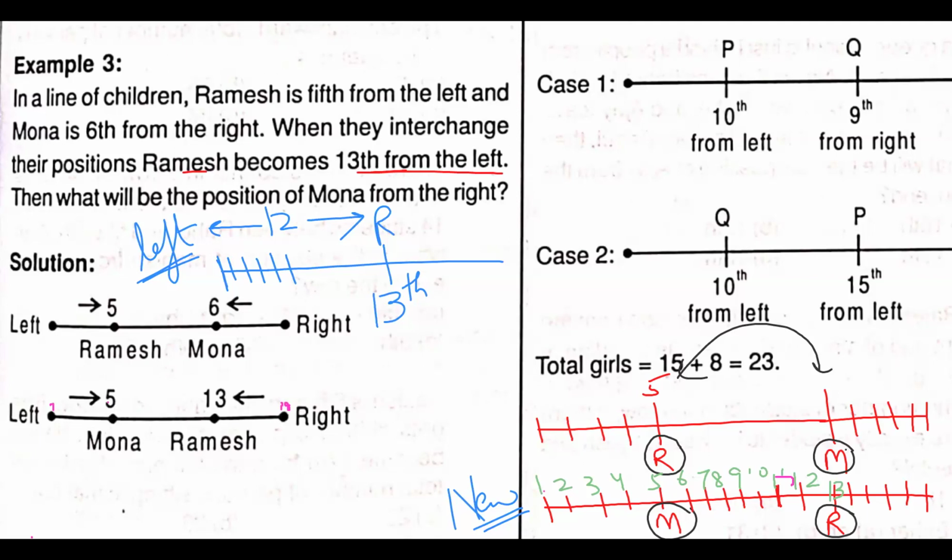So see, what is there in example 3? The question is that there is a line of children where we are given the position of 2 people. One is Ramesh, who is 5th from the left end, and the other one is Mona, who is 6th from the right. All right, there are 2 positions given to us. So what we have done is, the first condition is that Ramesh is 5th from the left and Mona is 6th from the right. So we have drawn this line, this row, as you can see over here.